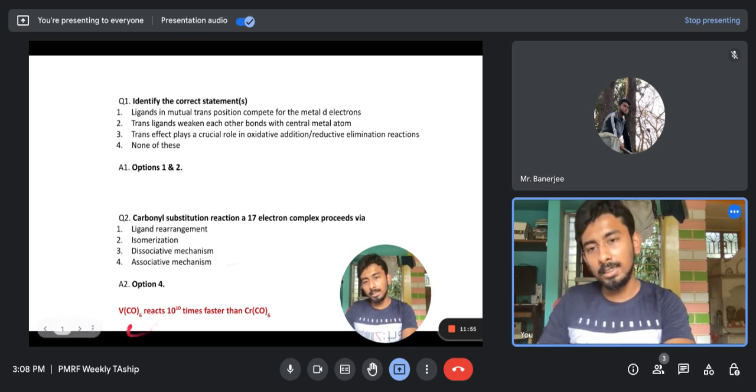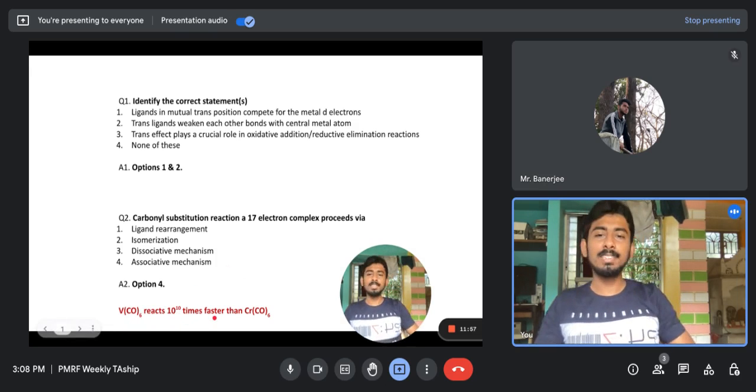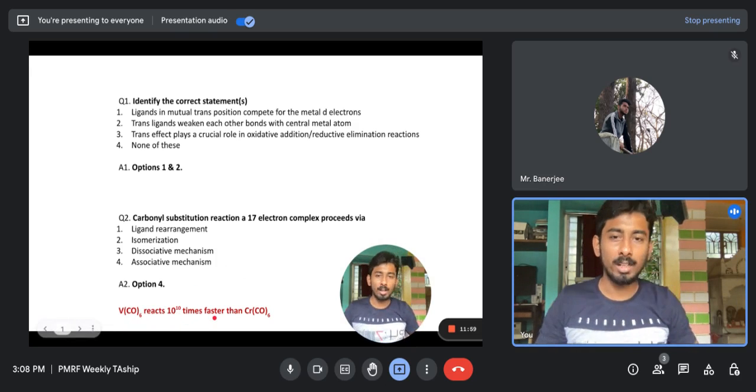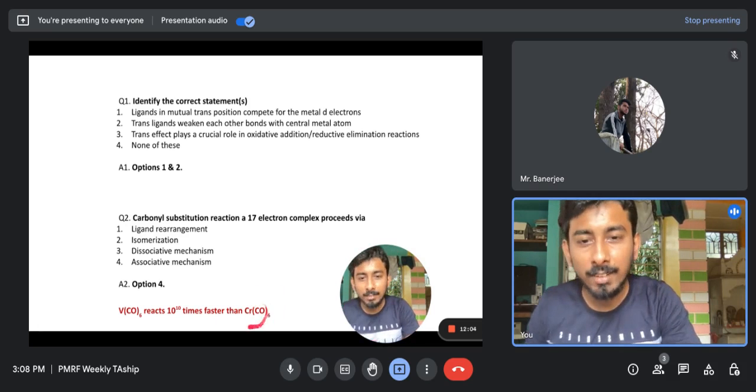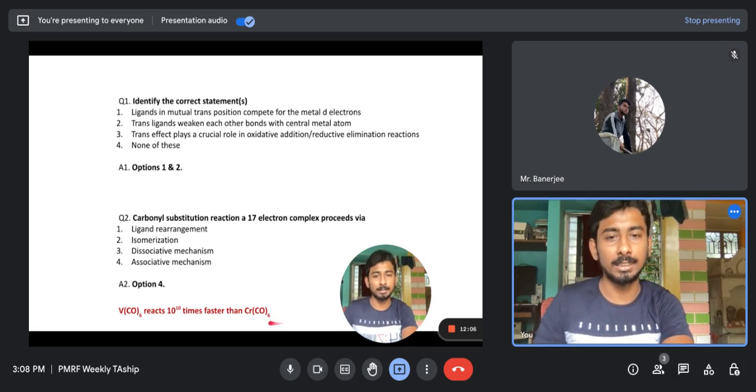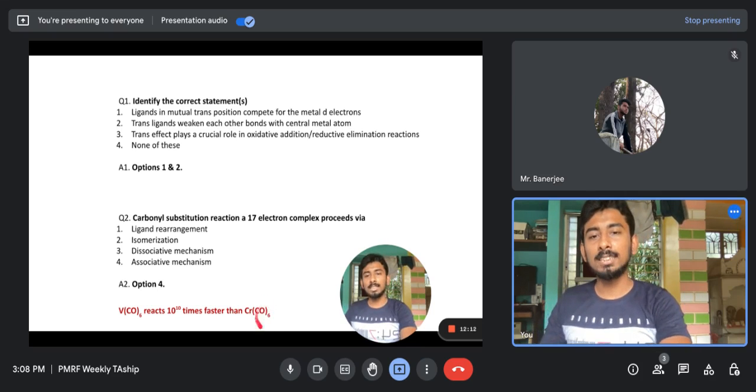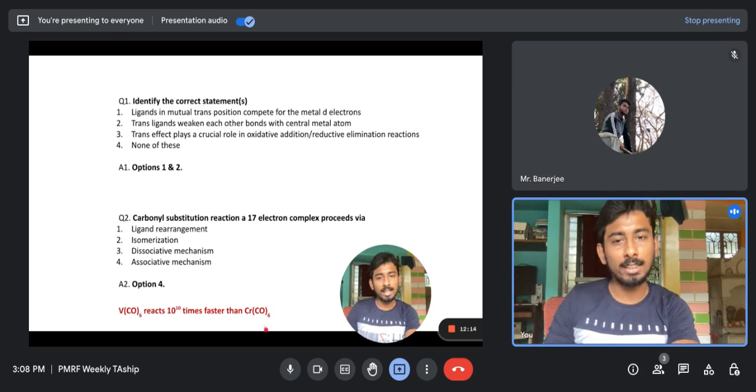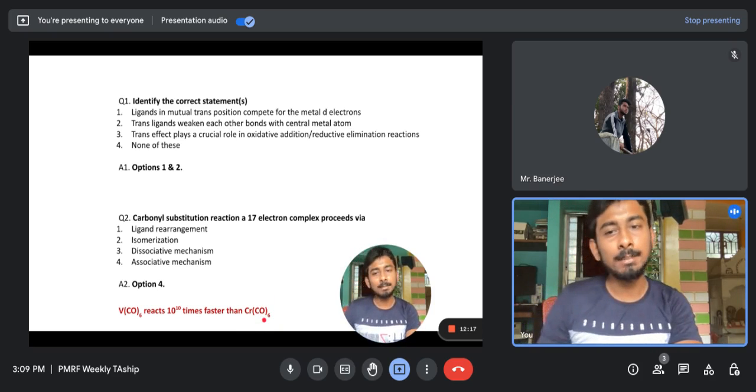This is given in the parenthesis. I've given that V(CO)6 actually reacts 10 to the power 10 times faster than the corresponding 18 valence electron compound, Cr(CO)6. In Cr(CO)6, Cr is a 6 electron system, 4s2 3d4, and 6 COs will deliver a total of 12 electrons. So 12 plus 6 is 18.